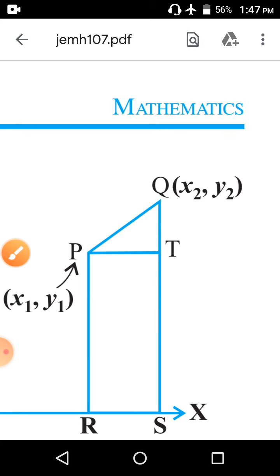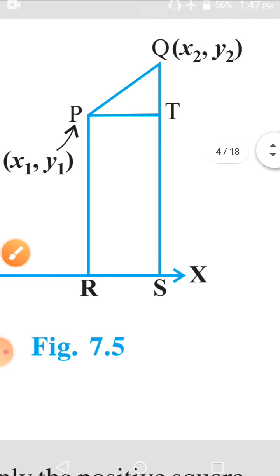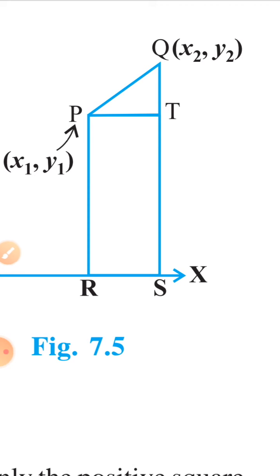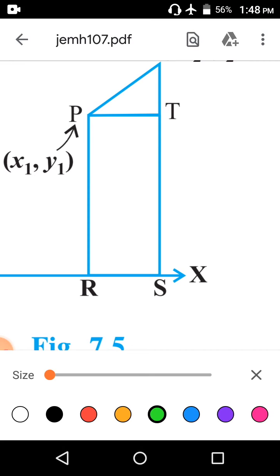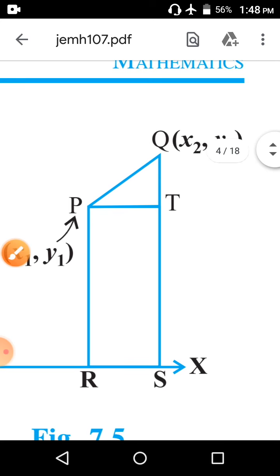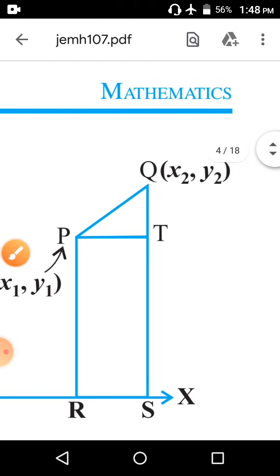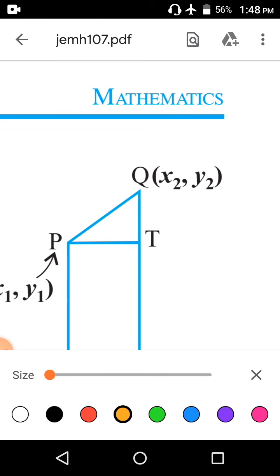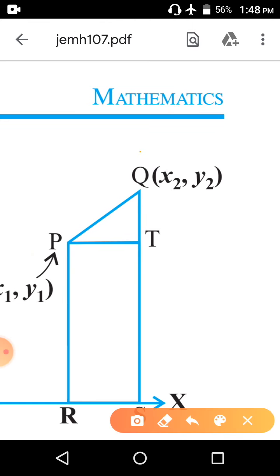So what is the diagram trying to show? If you find the distances QT and PT here, then the work is easily done. So we need to find these distances. This distance here is QT and this distance here is PT. So we need to find these two distances.